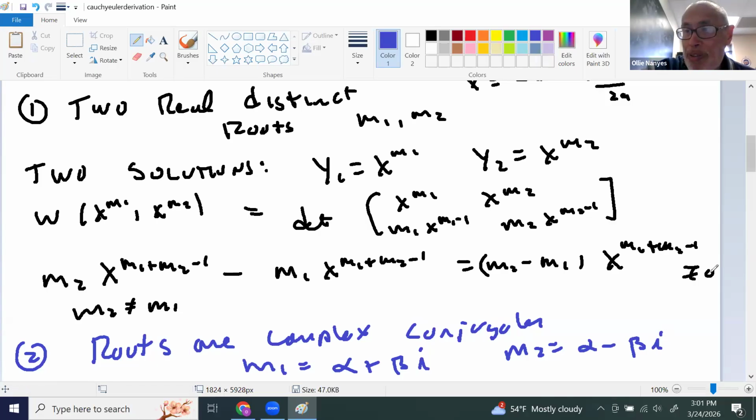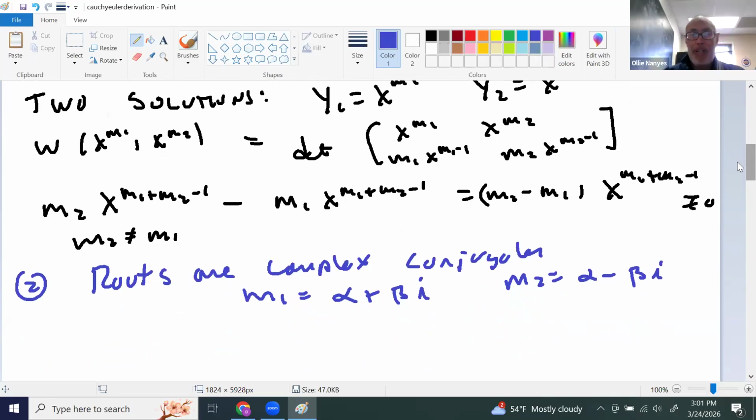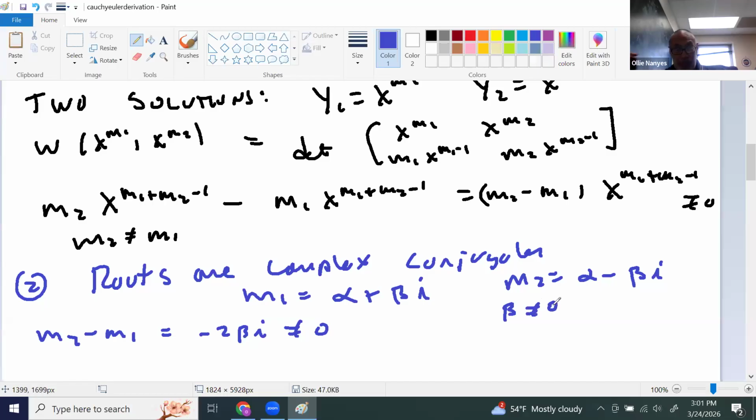Now notice this thing right here. If you dump this in the Wronskian, m1 and m2 are still not equal. So if we have m2 minus m1, what we get is minus 2 beta i, and that's still not 0 because beta is not 0, because these are complex conjugate roots. If beta were 0, then we'd have a repeated root, and we're not in that condition yet.